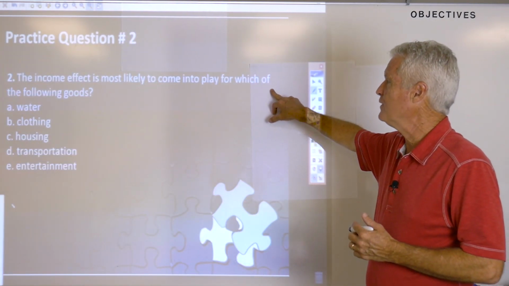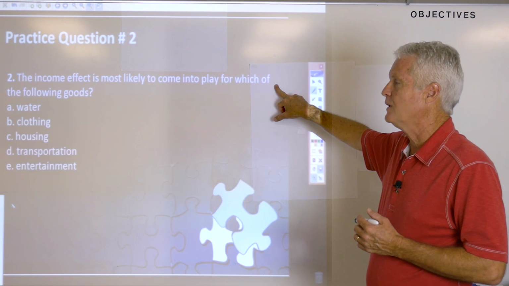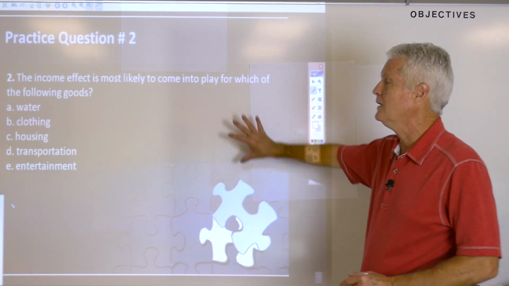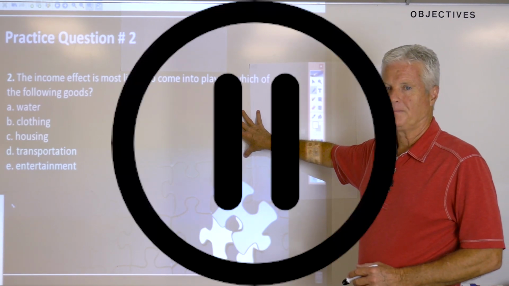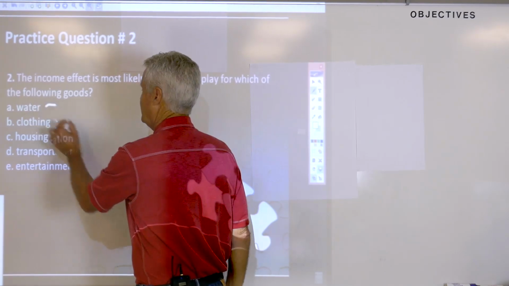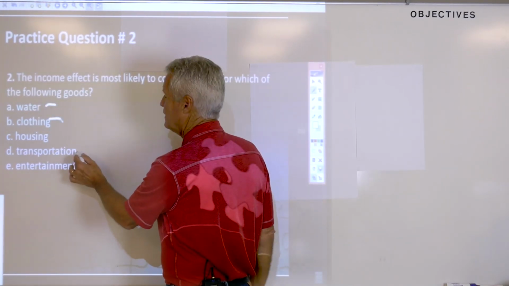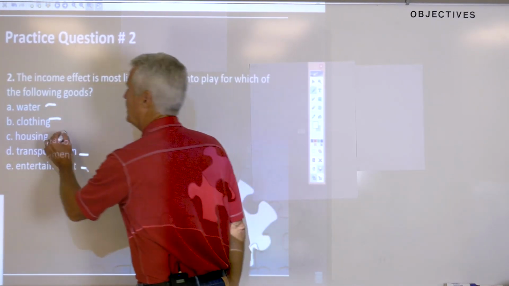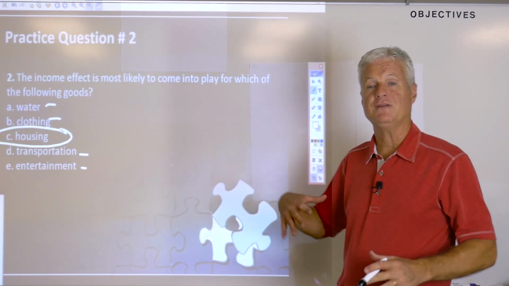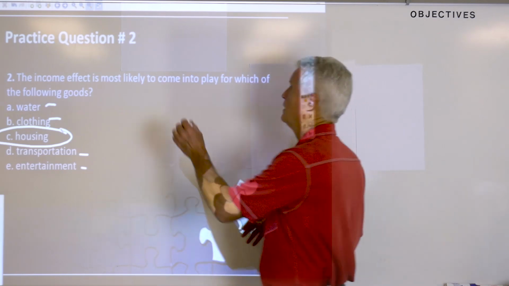The income effect is most likely to come into play for which of the following goods? So which one's the income effect? And we just talked about it, so you ought to be good. Pause the video. Okay. Well, relatively cheaper housing, right? We said specifically housing is elastic. Why is it elastic? Because it's so expensive.